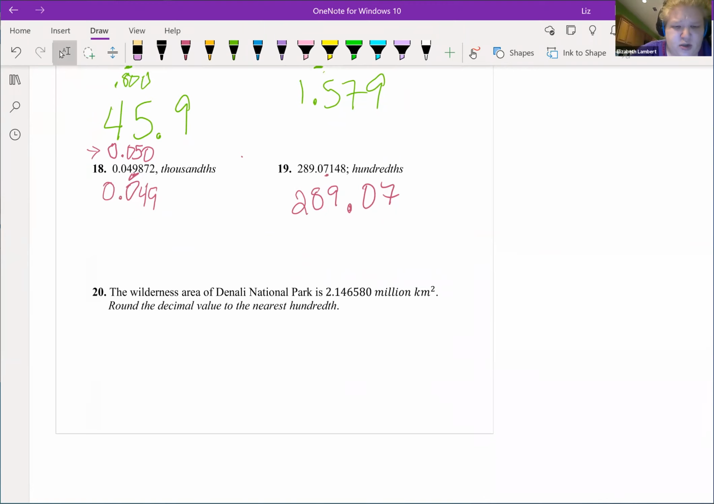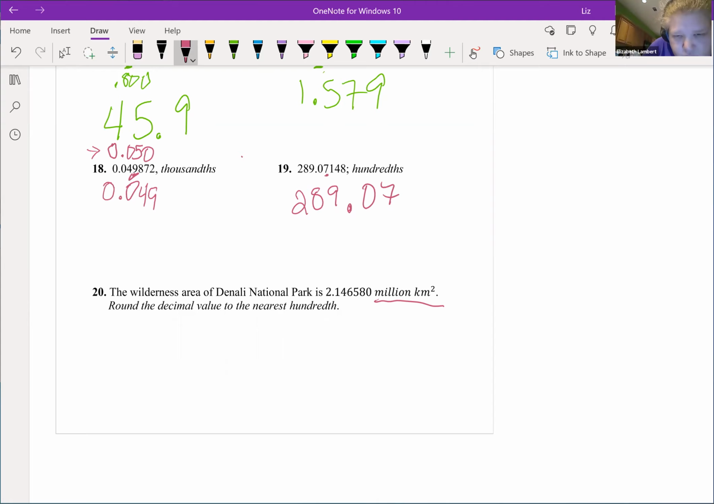Then we have a rounding question. The wilderness area of Denali National Park is 2.14658 million kilometers squared, or million square kilometers. Round the decimal value to the nearest hundredth. So, kind of 2 ways to think about this, but they don't want you to convert this out of million square kilometers. They want to know, rounded to 2 decimal places, how many million square kilometers is Denali National Park, roughly.